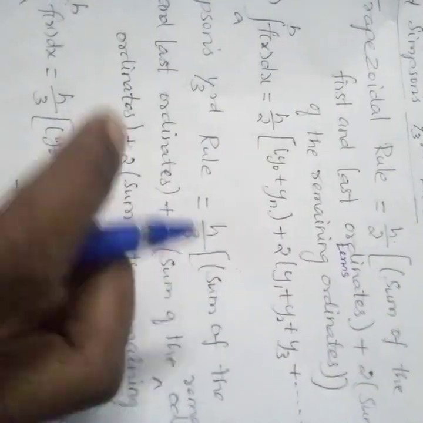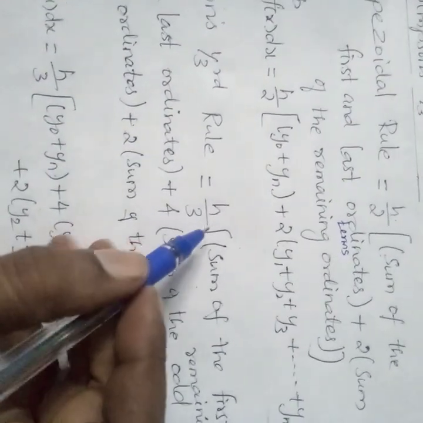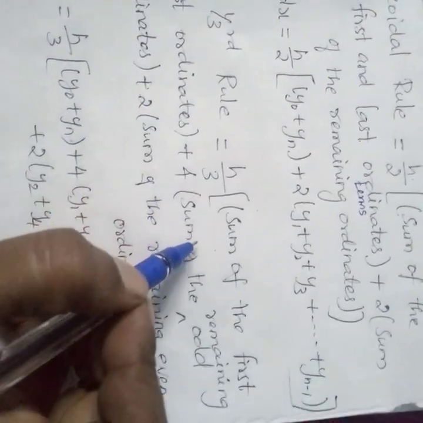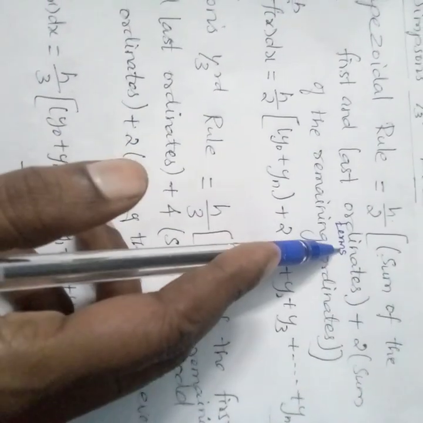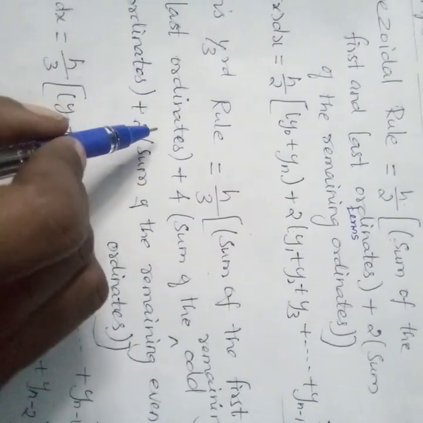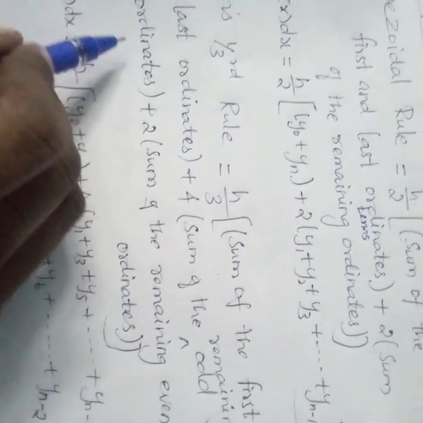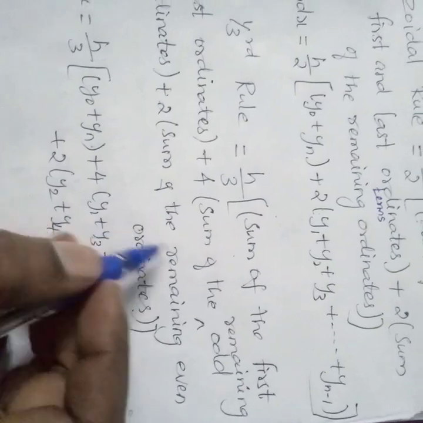Next, Simpson's rule or Simpson's one-third rule is equal to h by 3 into the sum of the first and last ordinates. Ordinates means terms. H by 3 into the sum of the first and last ordinates plus 4 into the sum of the remaining odd terms plus 2 into the sum of the remaining even terms.